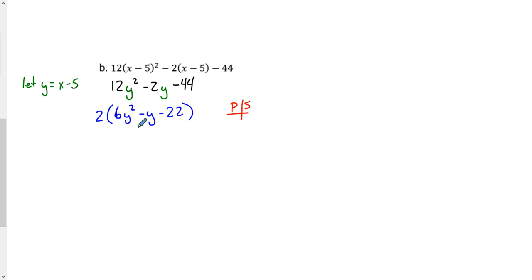6 by -22 as our product. It's -132, a sum of -1. Some people are able to look at their times tables and see that there is actually something very nice here. Our numbers are 12 and 11. More specifically, -12 and +11. So I can take my 2, I have my 6y squared, split my -y into a -12y and a +11y.